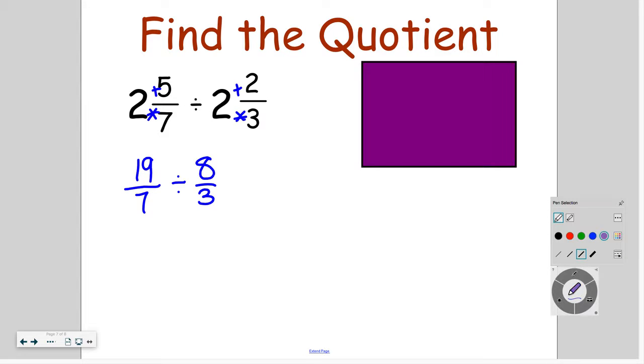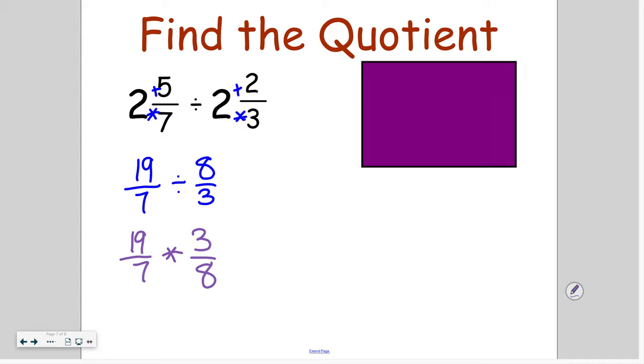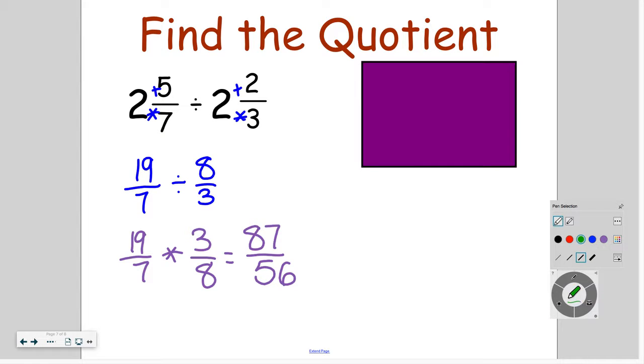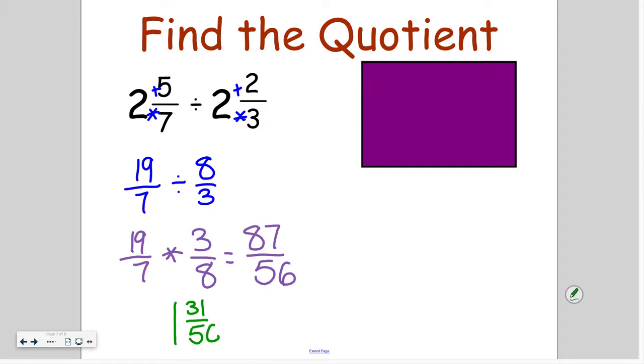Now we can go through and do our first step, keeping the first one, changing the sign, and flipping the second fraction. When I go through and multiply those, I'm going to get 87 over 56. We end up with an improper fraction, which means we'd need to turn it back into a mixed number. So 56 goes into 87 once. When I figure out what's left over, I end up with 31 out of 56, giving me a final answer of 1 and 31/56.